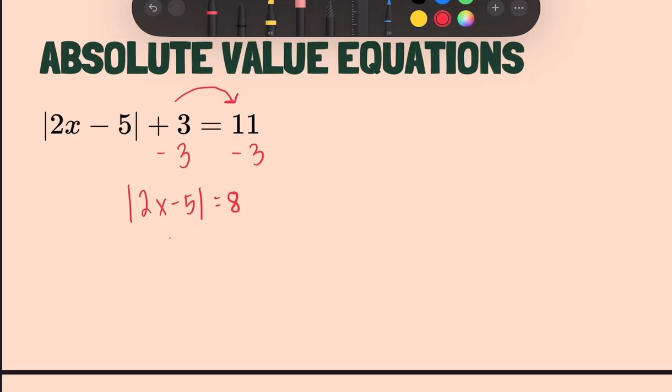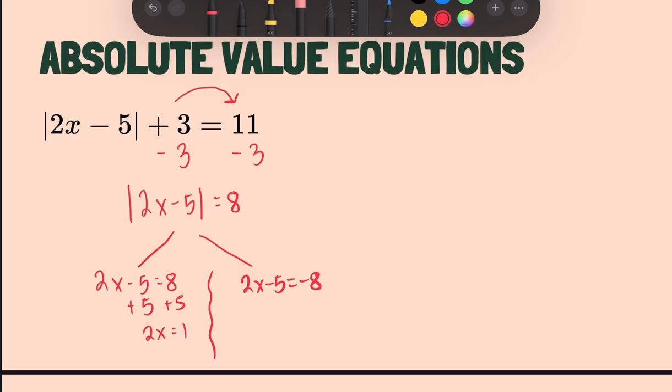Now we could actually make our two equations, where I make 2x minus 5 equal to positive 8 and 2x minus 5 equal to negative 8. And now let's solve like normal. I'm going to add 5 on both sides, and I get 2x is equal to 13. And if I divide by 2 on both sides, I get x is equal to 13 over 2. And I'll write that over here just so it looks a little bit more clear.